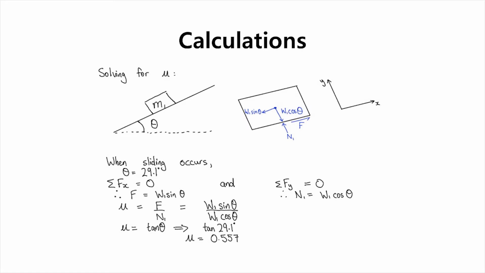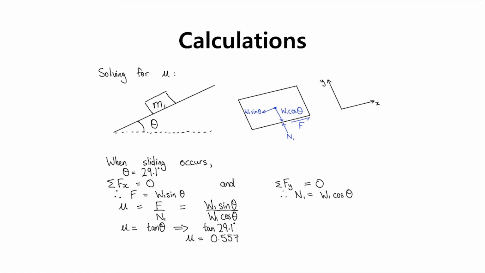The forces acting in the horizontal direction are the friction force acting in the positive direction and the horizontal component of the weight force, which acts in the negative direction. Therefore, the friction force and the horizontal component of the weight force, which is W1 sine theta, are equal as shown in the calculations.